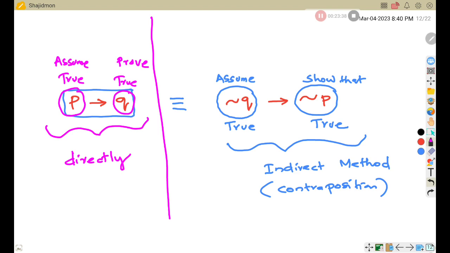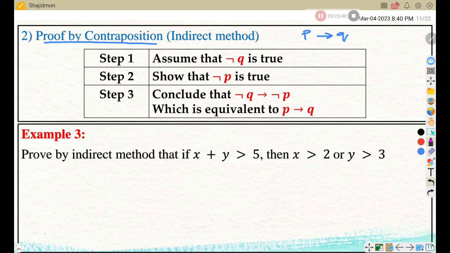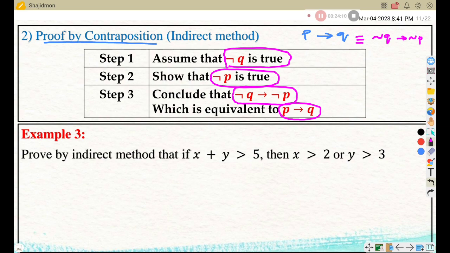Hope you understood. So memorize this. Step 1, assume that negation of Q is true. Instead of proving P implies Q, we are proving negation of Q implies negation of P. So assume that negation of Q is true. We need to show that negation of P is also true. That concludes that negation of Q implies negation of P, which is logically equivalent to P implies Q. So this is the indirect proof, or proof by contraposition. Okay, let me do one question here.